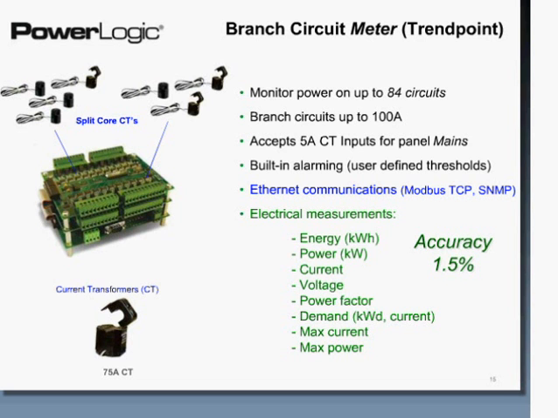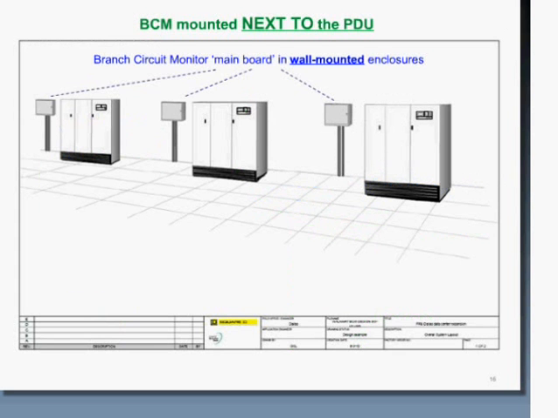So what we'd like to show here is a couple of examples of where we're actually mounting enclosures. Typically, the branch circuit monitors are near a PDU, so they could be mounted in enclosures next to the PDU, or on top of the PDU.